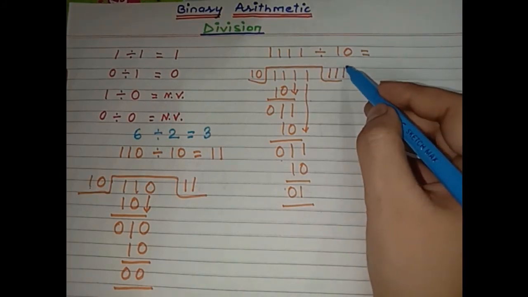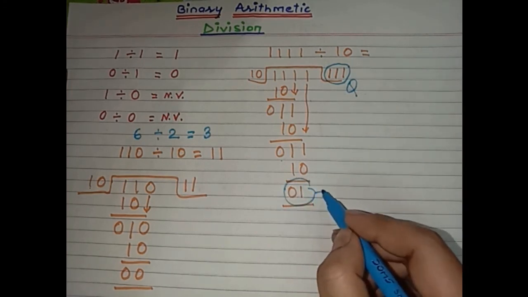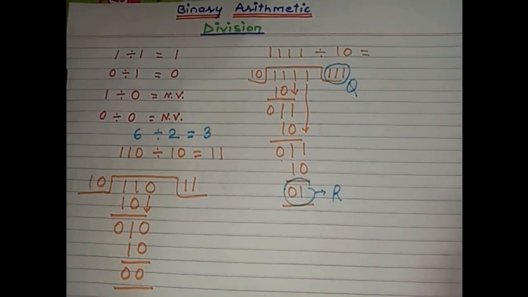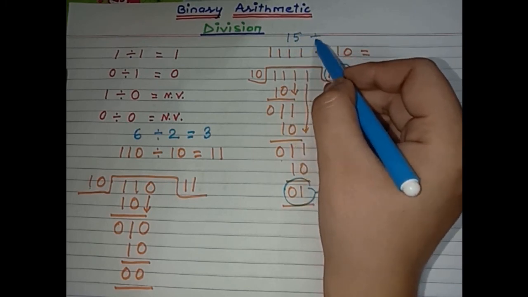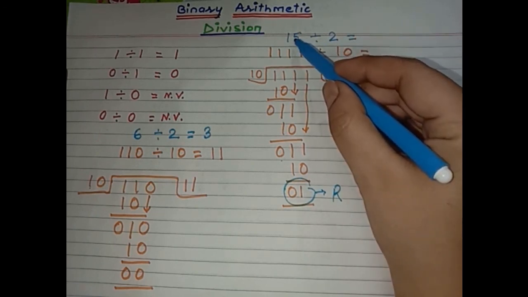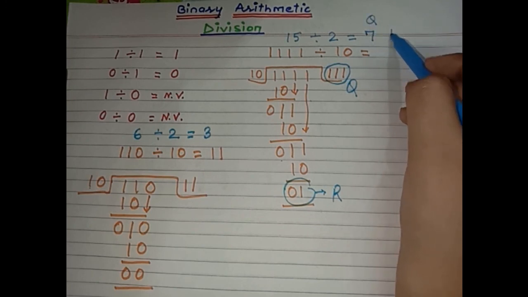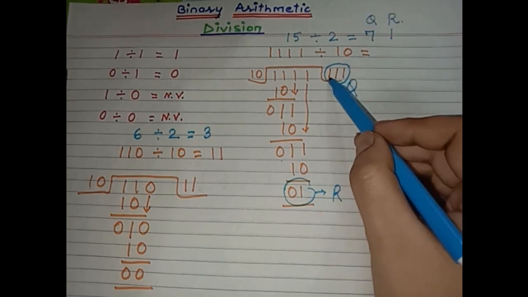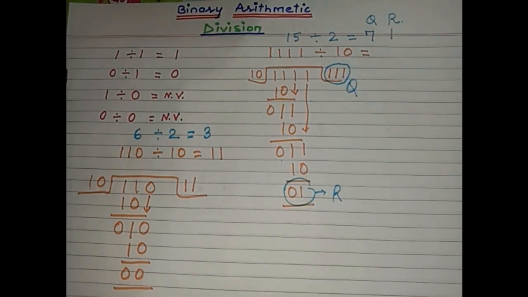Here you can consider this as the quotient, and this is the remainder. To recheck, this is 1111, this number is 15, and 10 is 2. When 15 is divided by 2, 7 will be the quotient, and 1 will be the remainder. So here you can see 111 is the quotient, and 01 is the remainder. So this is how we are going to perform the division.